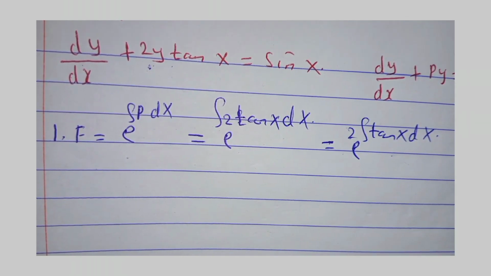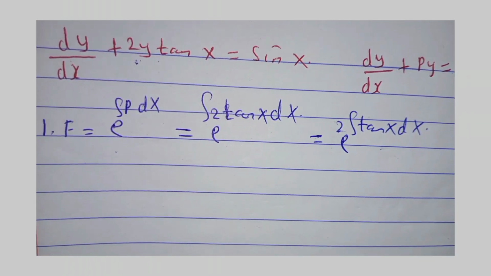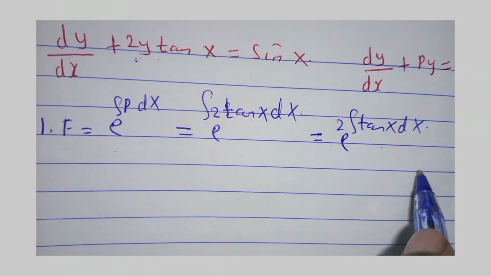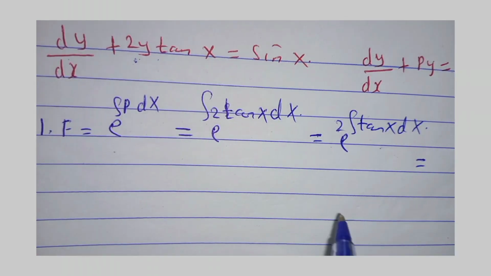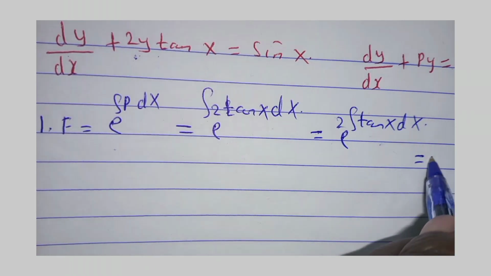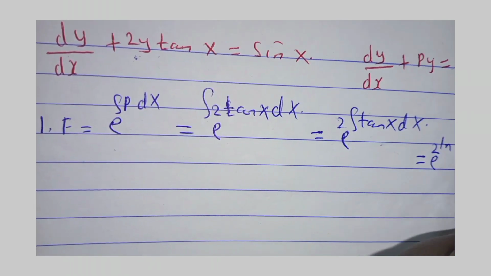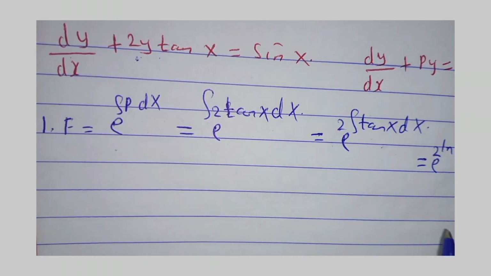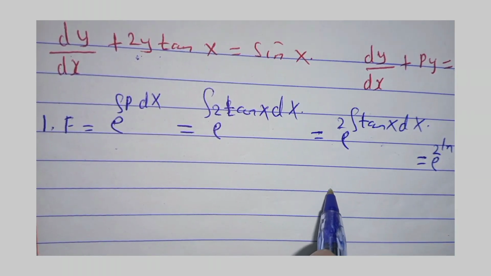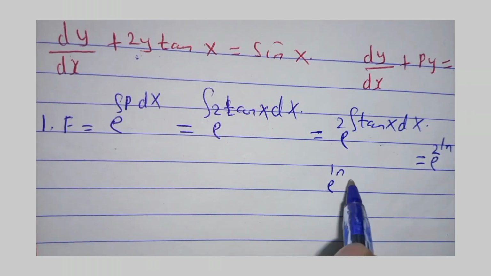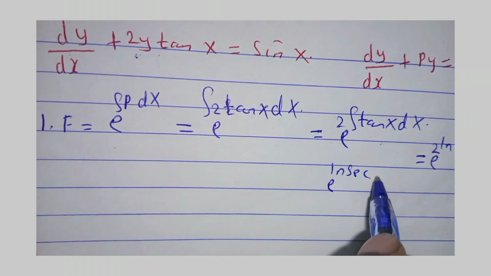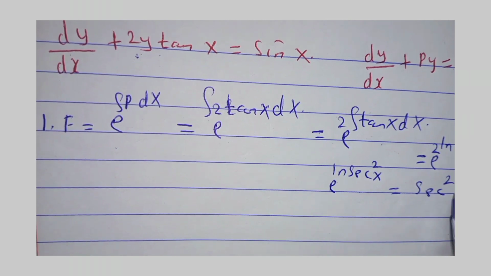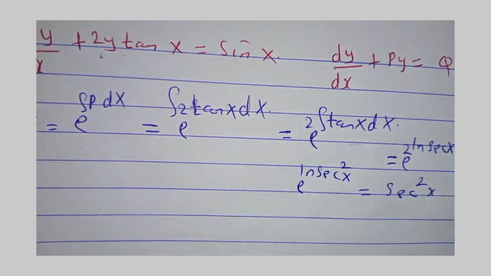Now when we integrate tan(x), the result here will be the exponential of 2 natural logarithm of sec(x). We can write this as the exponential of natural logarithm of sec squared of x. This will give us sec squared of x. So our integration factor is sec squared of x.